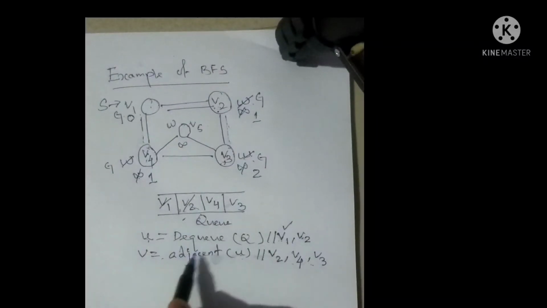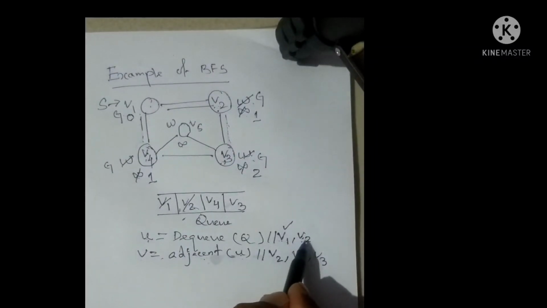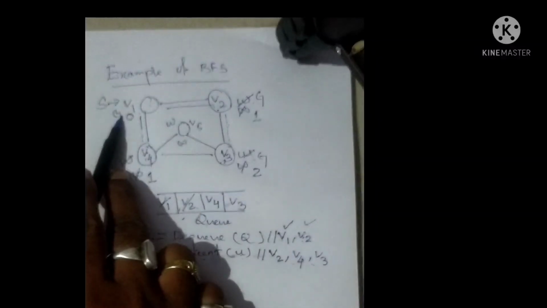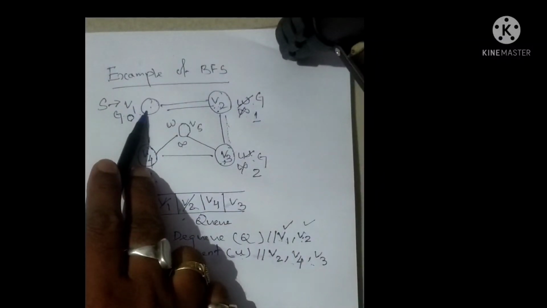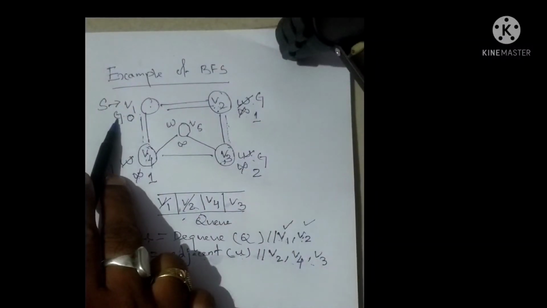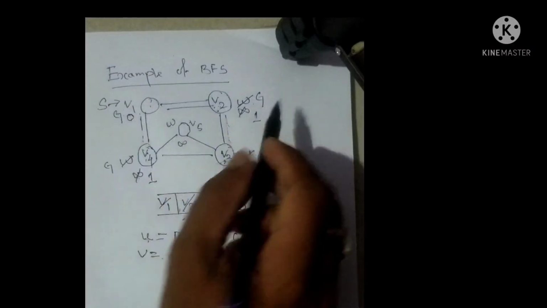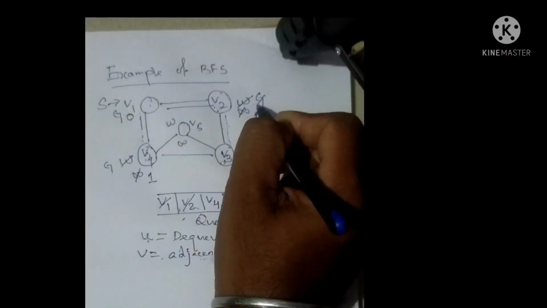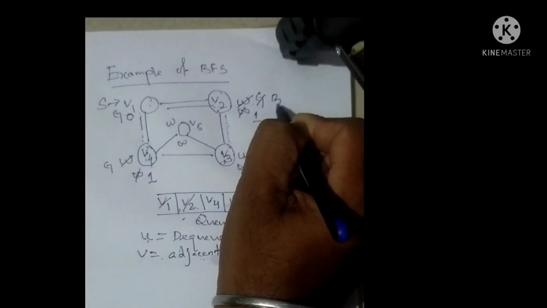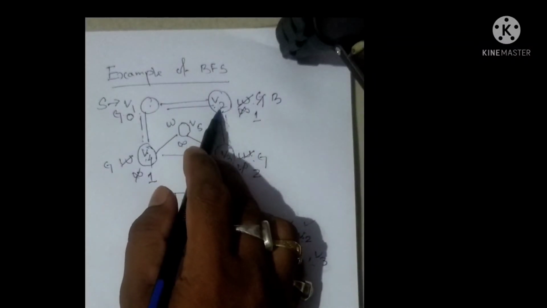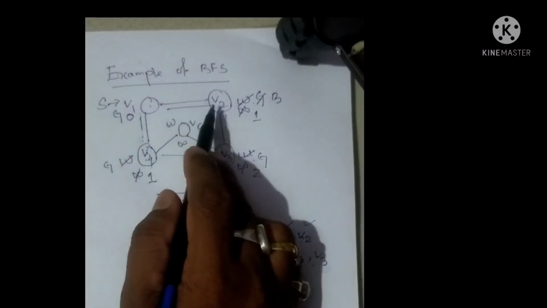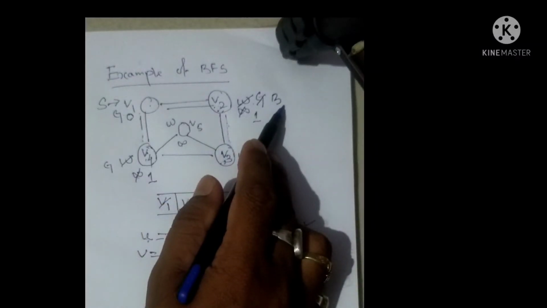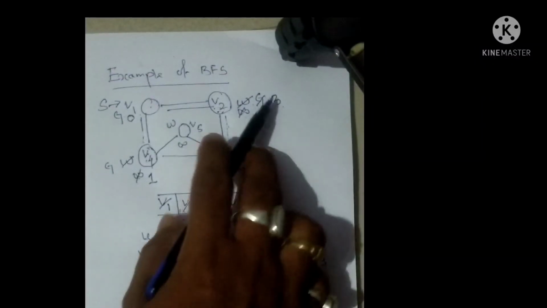Next, is there any other adjacent vertex of U? U is which one? V2. So V2's adjacent vertex is your V1. But V1's color is gray, it is not white. That's why we immediately change the color of V2 to black. Whenever you are not going to get any white-colored adjacent vertex, the U value will be black. V2 now becomes black.